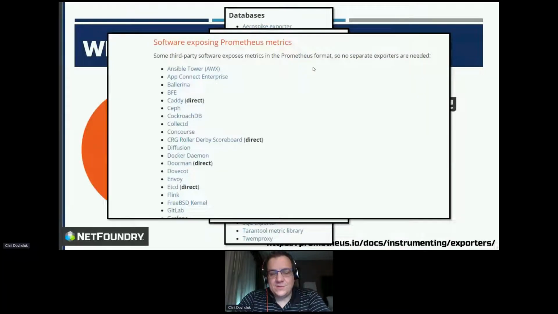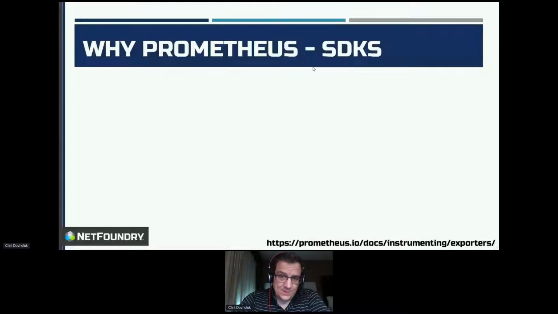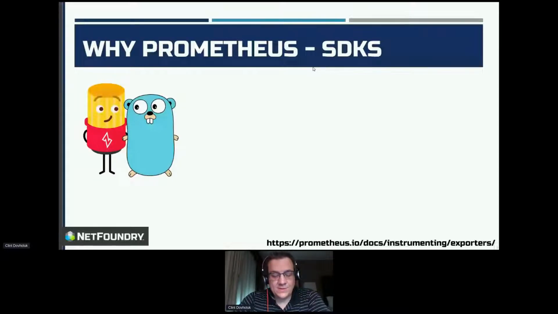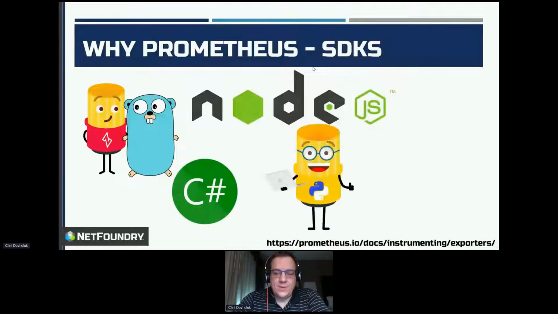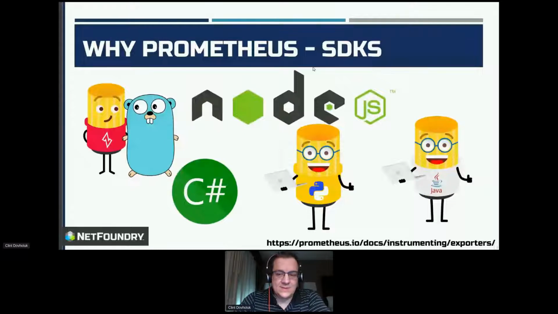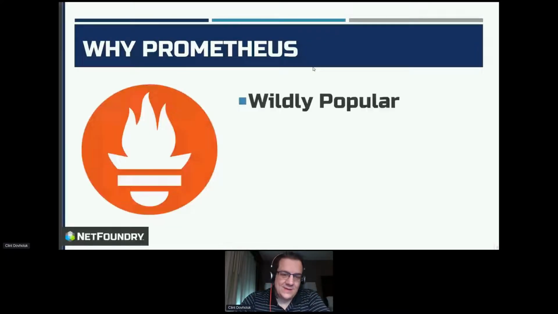And then there are also just whole other platforms and solutions that provide Prometheus metrics out of the box because it's such a popular project. It's not just popular with operators, but also developers. So we've got all these SDKs that Prometheus provides. If you're a Go developer, Ziggy loves Go, but also Prometheus loves Go. They've got Node, they've got C#. If you're like Ziggy and you love Python, you've got a Python SDK. If you love Java, like Ziggy, he likes all the languages, right? So it's wildly, wildly popular.